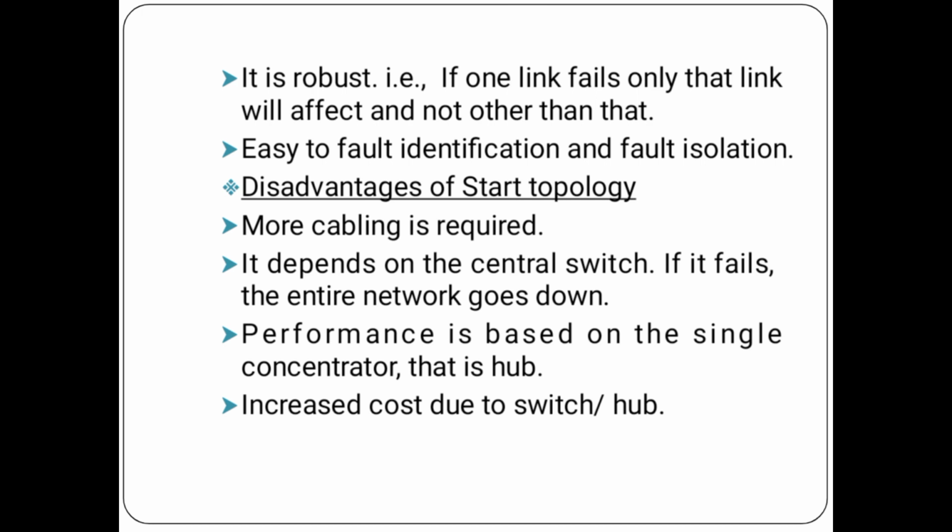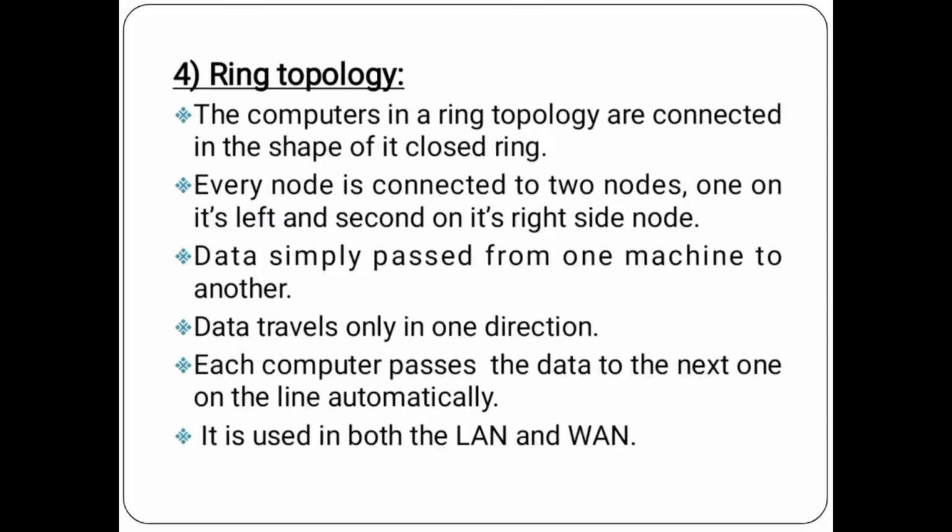Disadvantages of star topology. More cabling is required. It depends on the central switch. If it fails, the entire network goes down. Performance is based on the single concentrator, that is, the hub. Increased cost due to switch or hub.